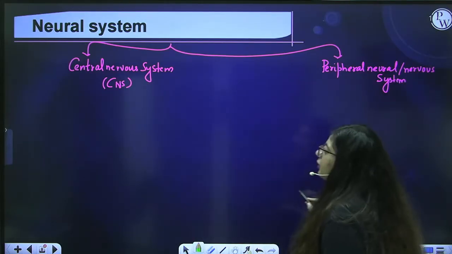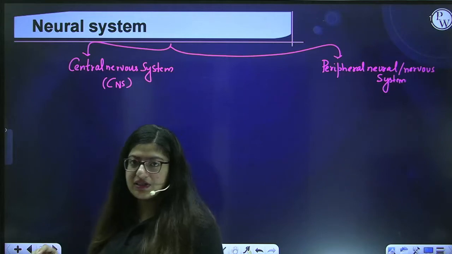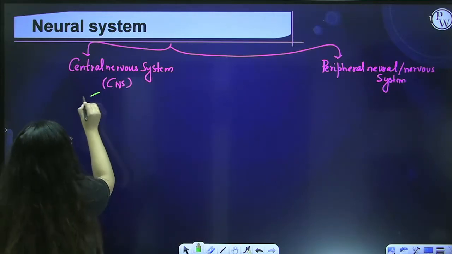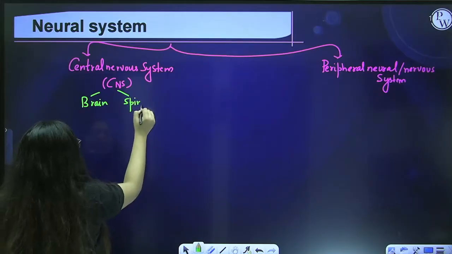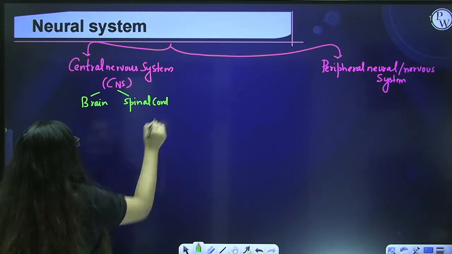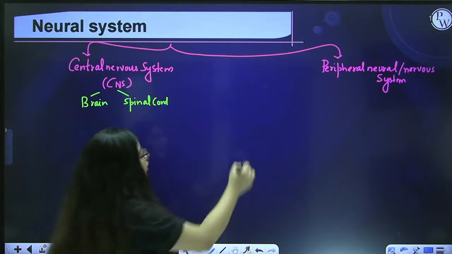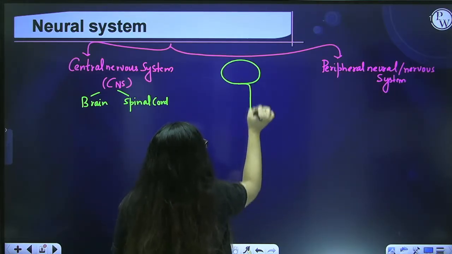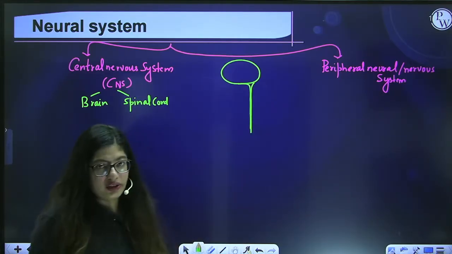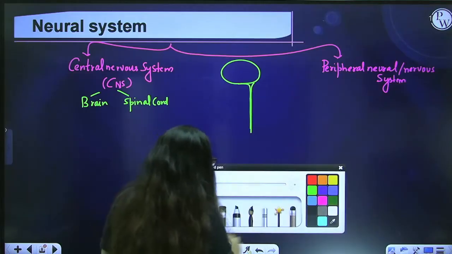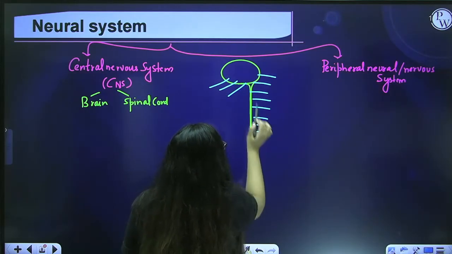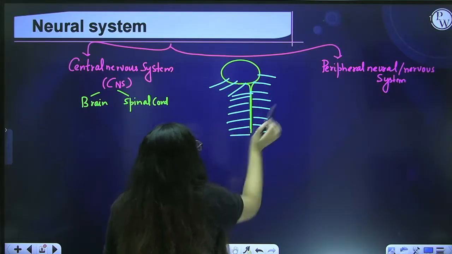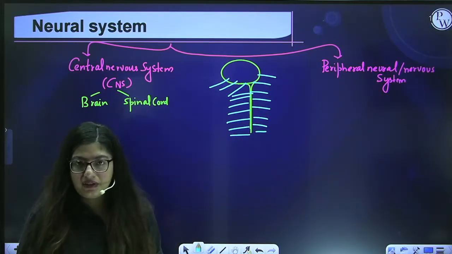So the central nervous system comprises of brain and spinal cord. Brain and spinal cord are collectively known as central nervous system. So if this is your brain and this is your spinal cord, this is your central nervous system. Now all the nerves that are emerging from your CNS, that forms your PNS, peripheral nervous system, right?